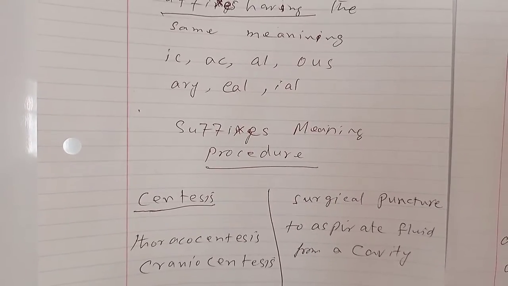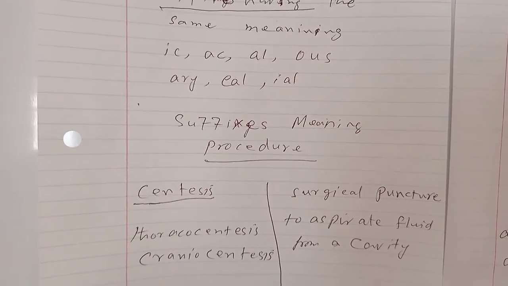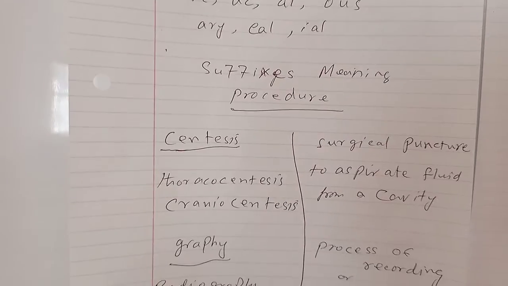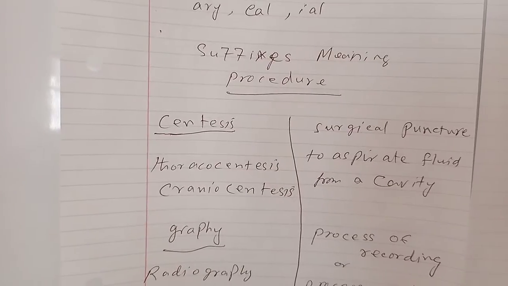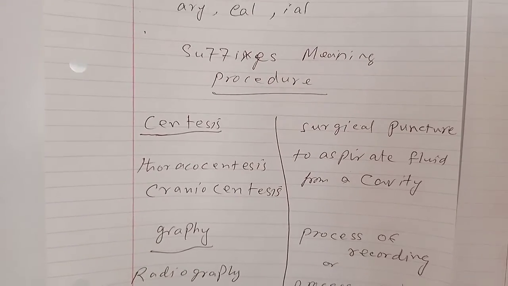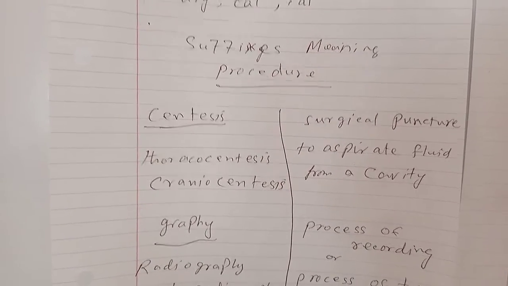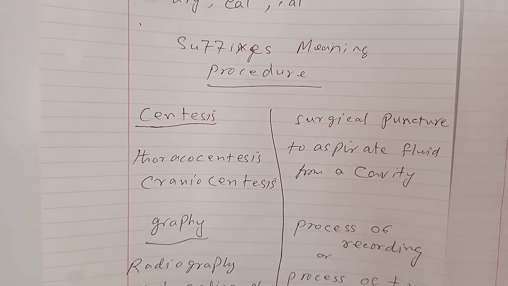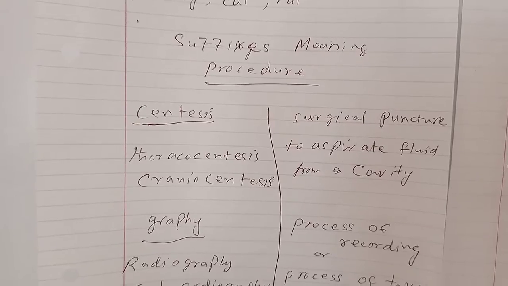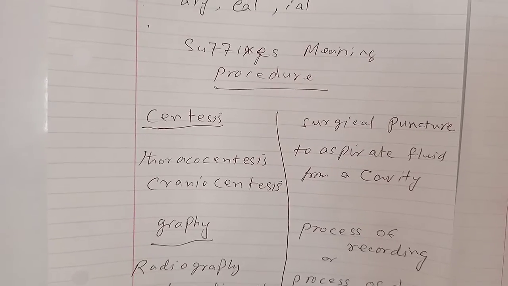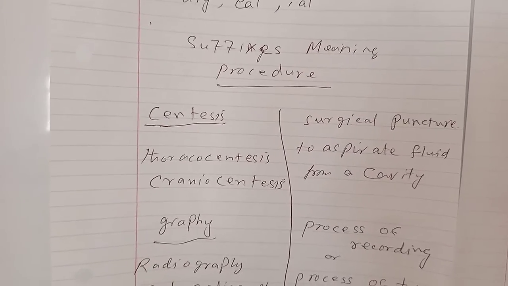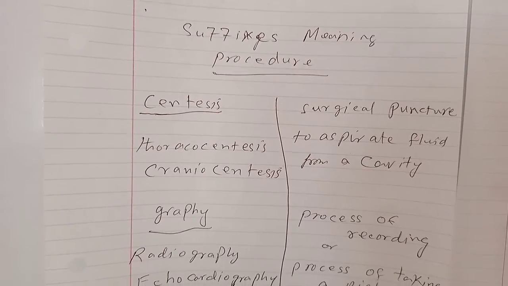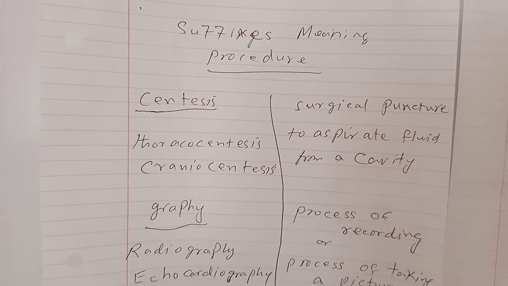Next, I will give you some suffixes which mean procedure. Number one is centesis. Centesis means making a surgical puncture to aspirate fluid from a cavity, like thoracocentesis. Thorax is chest. So we are doing a surgical puncture in the chest to remove the fluid.